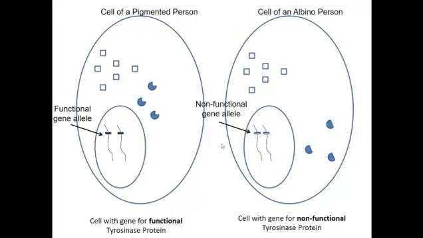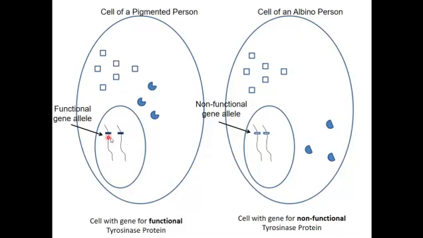However, if a person is pigmented, what does that look like when you look at the cell model? Think about it when you have two functional alleles. What will two functional alleles look like, and what will two non-functional alleles look like? Pause me and think about what is going to happen here.